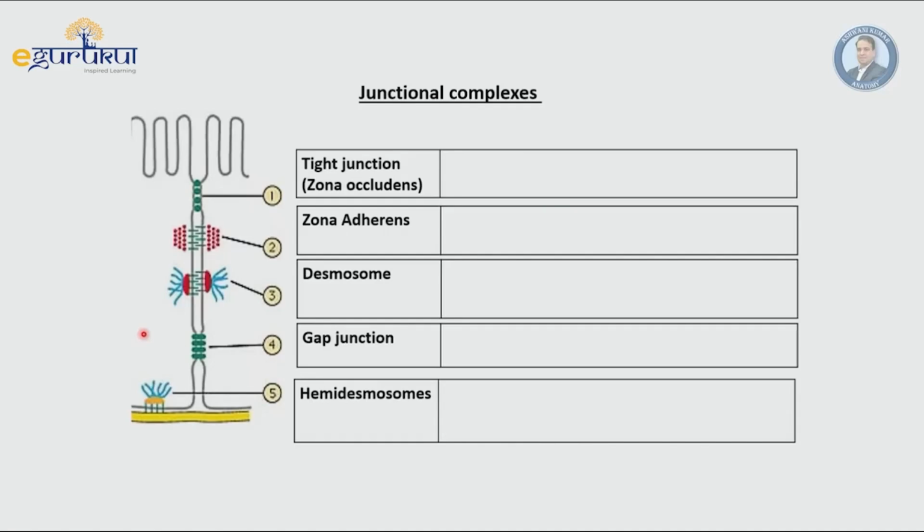Starting with the tight junction, as I already said, they are present in the apical region, and you will see the tight junction present where you don't want leakage to take place between the cells. Like the intestinal mucosa, the renal tubule, the choroid plexus, and between the Sertoli cells forming the blood testis barrier. These are some examples where you'll find the tight junctions.